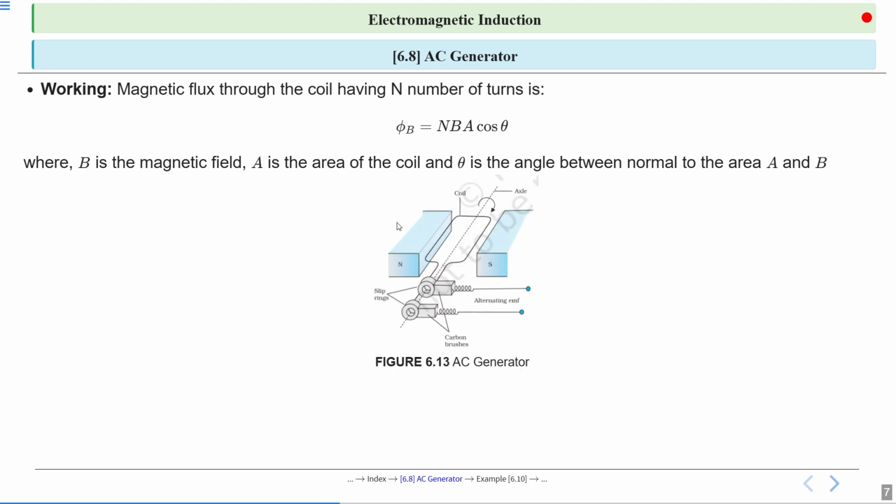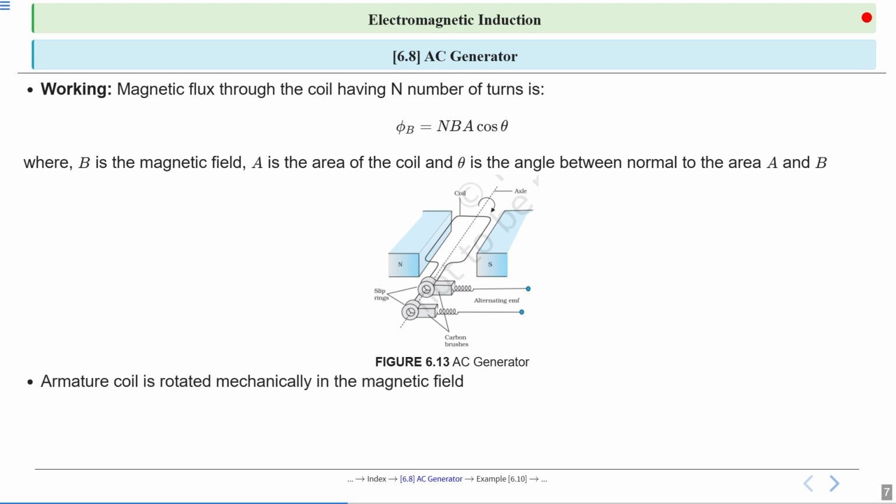So you can see this is the plane of the coil and the perpendicular vector. If this coil is lying horizontal, if the plane of this coil is horizontal, then the vertical vector which is perpendicular to the plane of the coil will be the area vector of this coil.